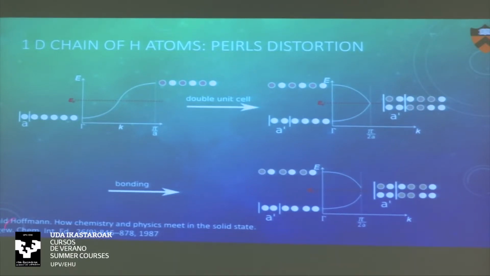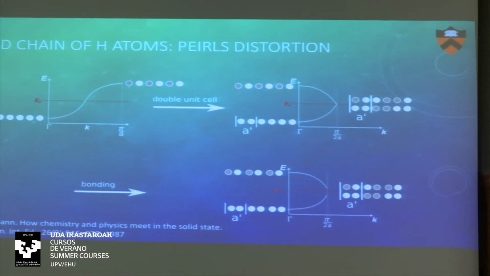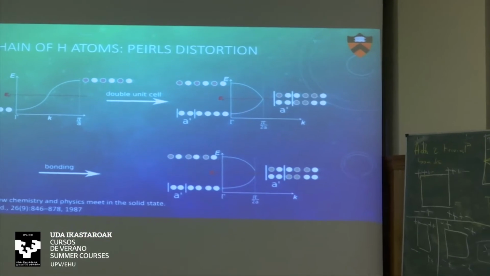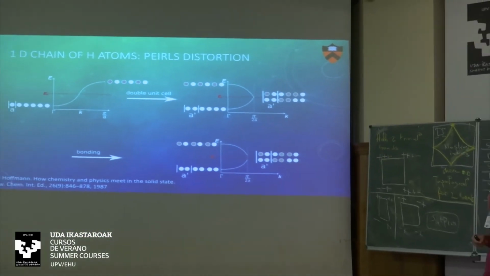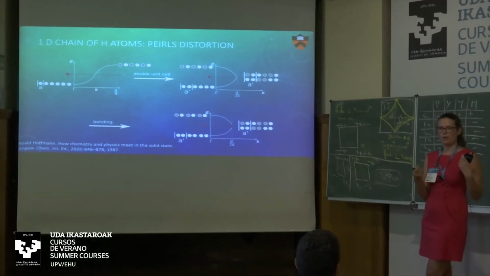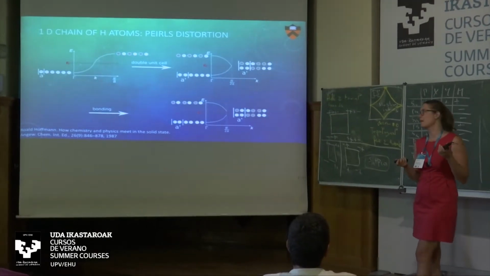Roald Hoffmann, she had his photo, I don't have his photo. Roald Hoffmann is a very famous organic chemist. He actually won the Nobel Prize in Chemistry for organic chemistry, something completely not related to this field. But he also wrote this amazing article, How Chemistry and Physics Meet in the Solid State. This paper really nicely, intuitively explains to chemists how to look at the band structure from the molecular picture we are trained to look at.